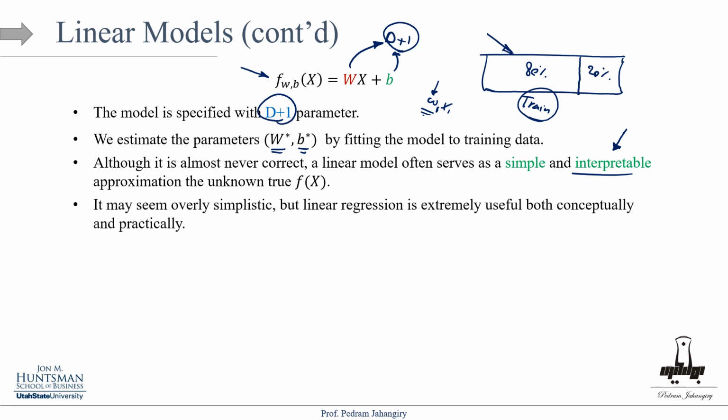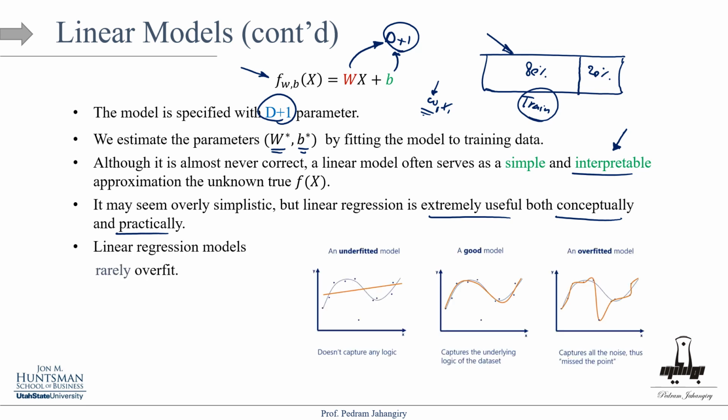All right. So one of the big advantages of linear regression models is that they are simple and interpretable. It may seem overly simplistic, but remember, linear regression is extremely useful, both conceptually and practically. So this is one of our simplest machine learning models that has huge application because of its interpretability. Because remember, sometimes even in machine learning, you're still interested in being able to interpret things. So linear regression models rarely overfit. So what do we mean by that?